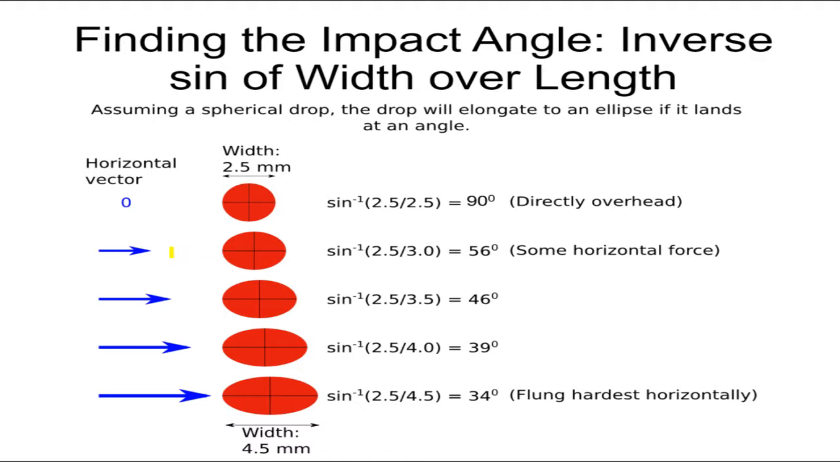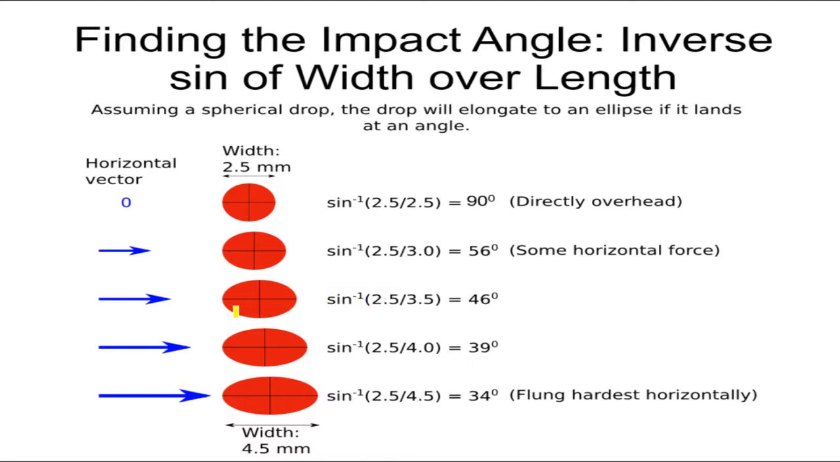56 degrees. It hit at an angle. If it's longer, well, we have a different number here. It's 2.5. Again, that's the same. We're assuming the same width divided by now a longer length. That means it was at a stronger angle, or a shallower angle. There's more of a horizontal movement. So it did not fall directly overhead. So that's why it stretched. It was at an angle, so it stretched as it landed.